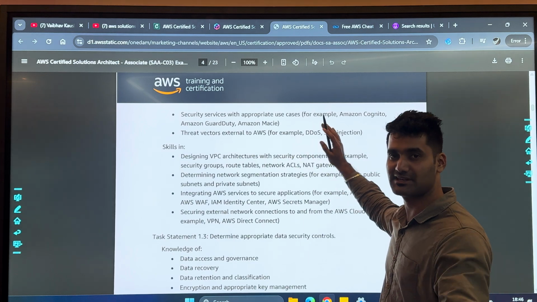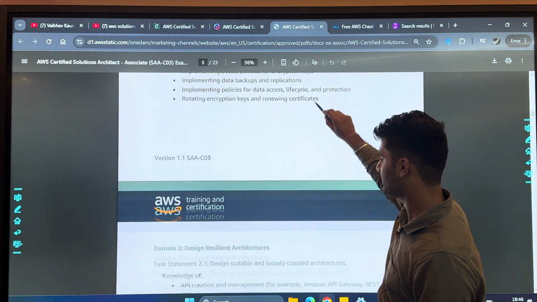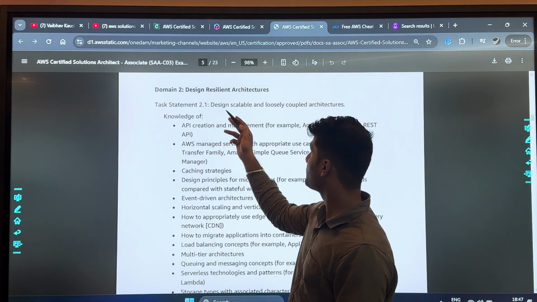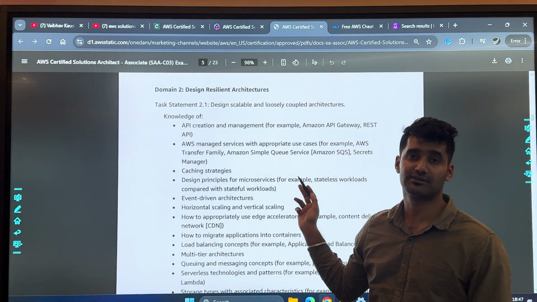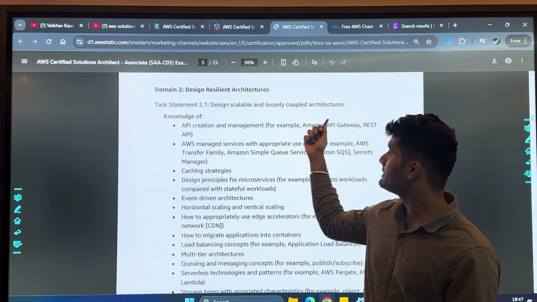You can see the syllabus is huge. Then we move on to the second section, which is design resilient architecture. In this, you should know how to design scalable and loosely coupled architecture. If it's a tightly coupled architecture, it can fail, right? So we have to build loosely coupled architecture.